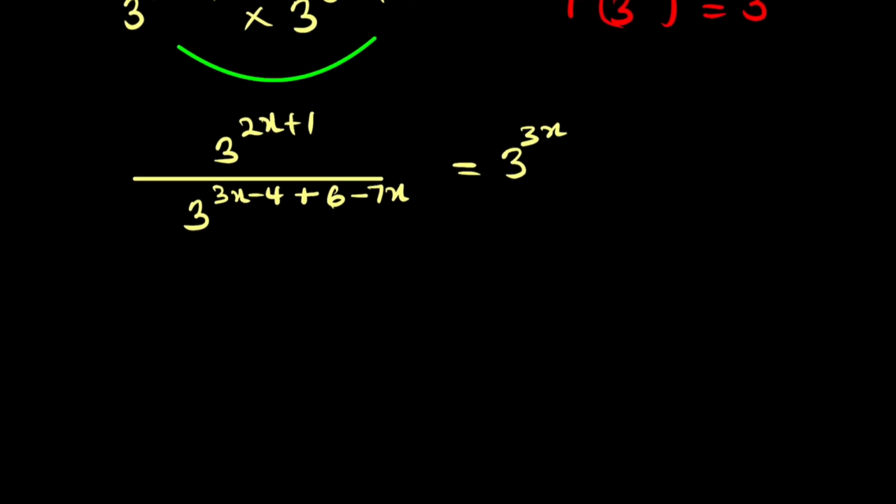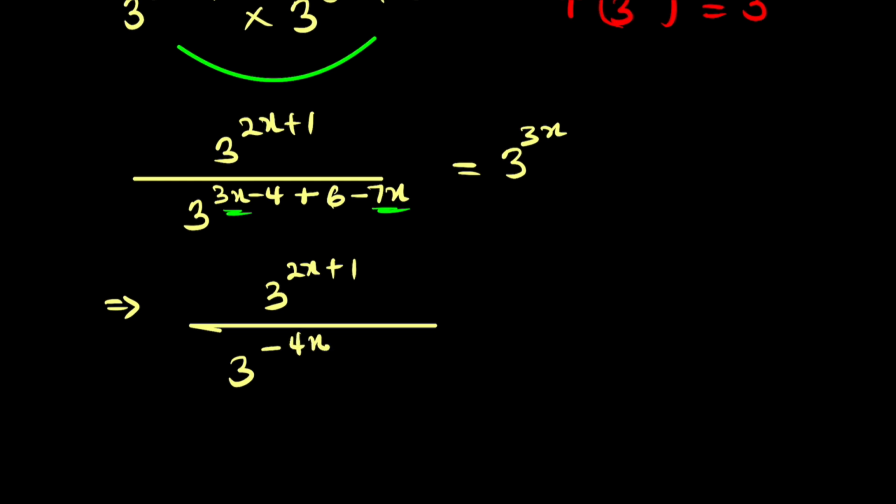Let's tidy up this denominator. So this gives us 3 raised to power 2x plus 1 divided by 3 raised to power, this is 3x minus 7x, that's negative 4x. So we have 3 raised to power negative 4x. Then we have minus 4 plus 6 here, which is simply going to give us 2. So we have plus 2 is equal to 3 raised to power 3x.